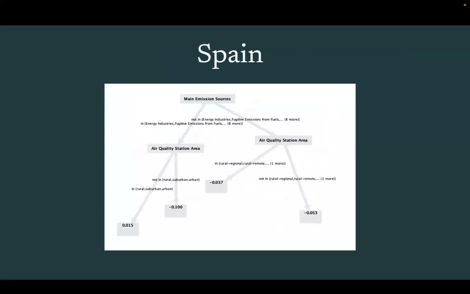So here's Spain's model. This model includes air pollution levels across monitoring stations in Spain. Stations that are affected by energy industries or fugitive fuel emissions, such as power plants, refineries, coal dust, or gas leaks, tend to show slightly higher pollution levels at around 0.015. Even then, the more remote rural stations in these areas still stay relatively clean, with values between 0.037 and 0.053. On the other hand, stations where the main pollution sources come from things like traffic, heating, or agriculture consistently show the cleanest air overall at about 0.100.